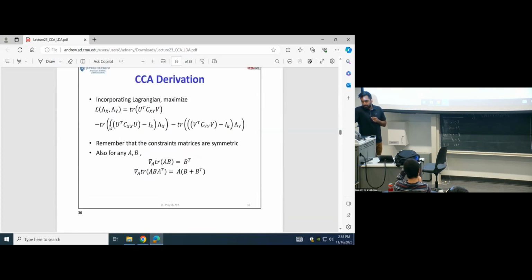And we have our constraints, so you can put the Lagrangian on that. And then this is basically CCA. Those who already had pre-existing knowledge of CCA, it can be done like this. You're trying to maximize this with these two constraints, because we want this to be identity and we want this to be identity.